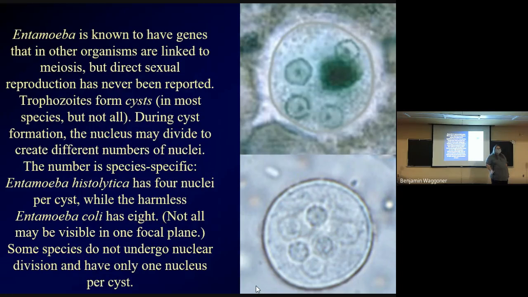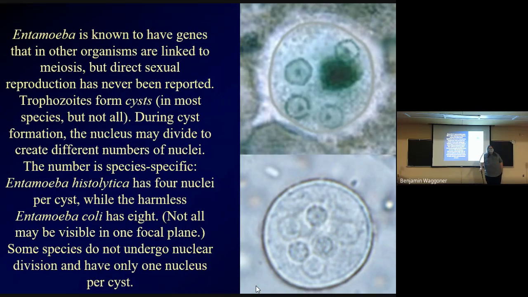We haven't ever caught Entamoeba having sex. We know it's got genes that in other organisms are linked to the ability to undergo meiosis. But nobody's ever seen direct sexual reproduction, probably because I don't know how easy it is to culture these guys outside a human host. But I'm guessing it's not particularly easy. It may just be that we've never seen sexual reproduction happening because we haven't figured out how to create the conditions that will cause it to happen when we study these in the lab.